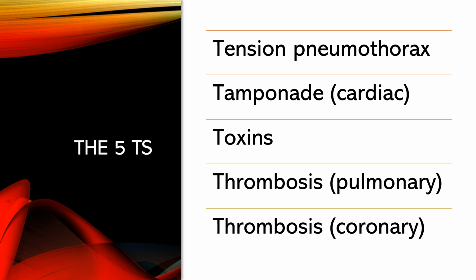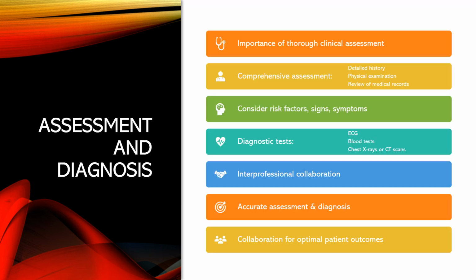Thrombosis, coronary. A coronary thrombosis, such as a myocardial infarction, can lead to PEA by damaging the heart muscle. Risk factors include smoking, high blood pressure, or a family history of heart disease. Symptoms include chest pain, shortness of breath, and diaphoresis. Interventions include administering oxygen, monitoring vital signs, and administering medications such as nitroglycerin, aspirin, or thrombolytics as ordered.